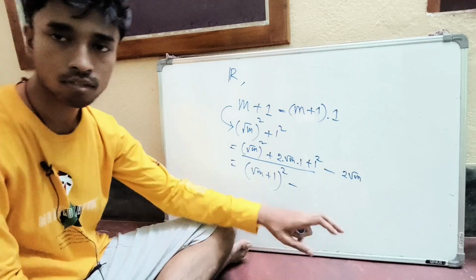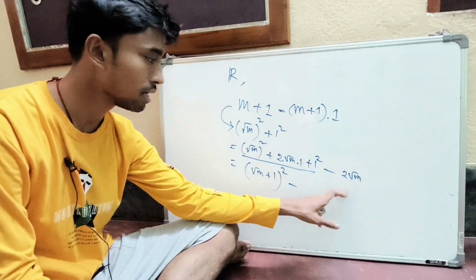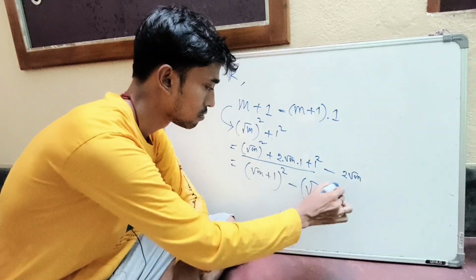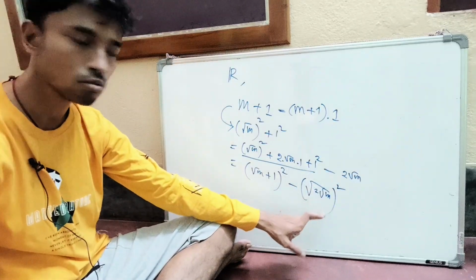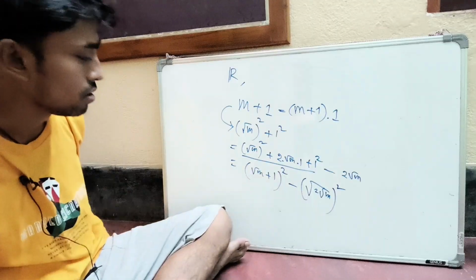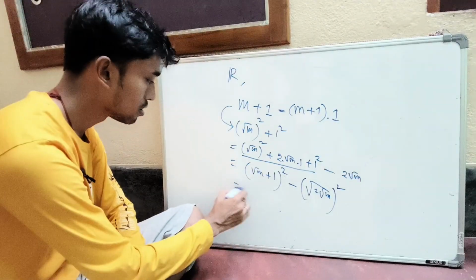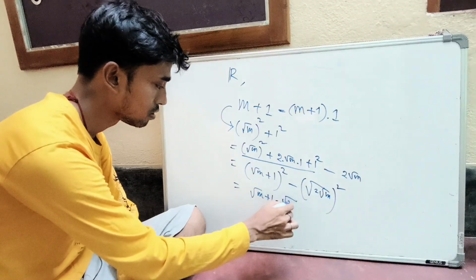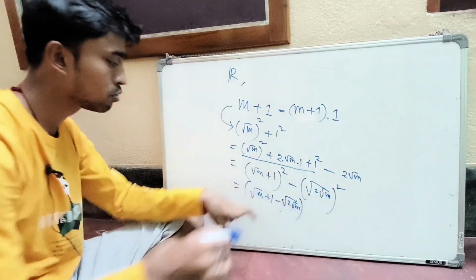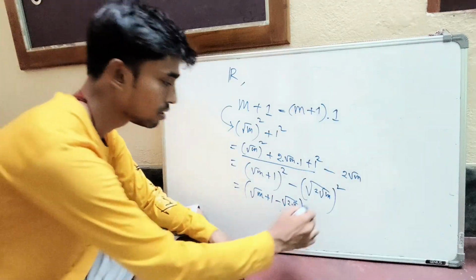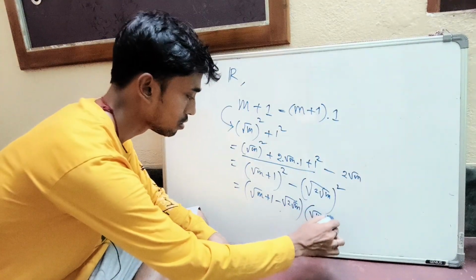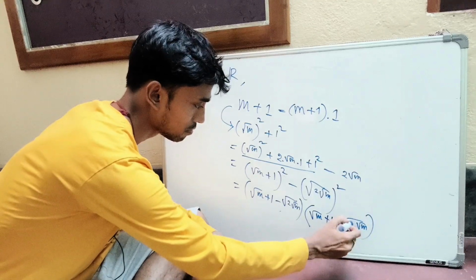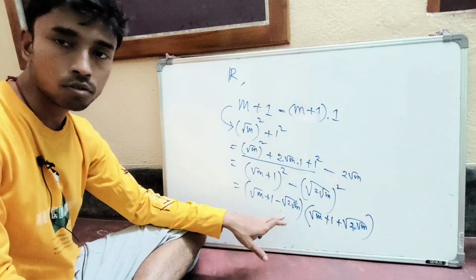Now minus you can write this as this, got it, root over 2 root m. Of course you can write this. Now the most interesting part, now you can write this as this, so root m plus 1 minus root over 2 root m into this. Okay, so you can write like this.